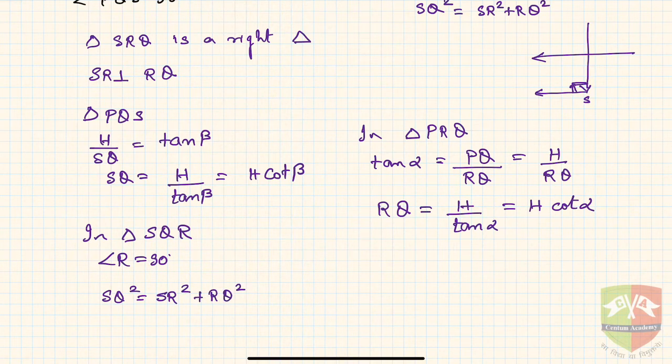Now what is SQ in terms of H? We just found out it is nothing but H cot beta. So hence I can write H square cot square beta, because it's a square term, is equal to SR. What is SR?